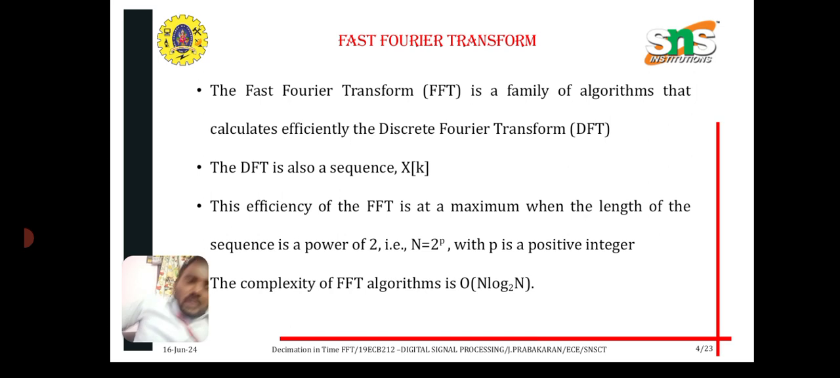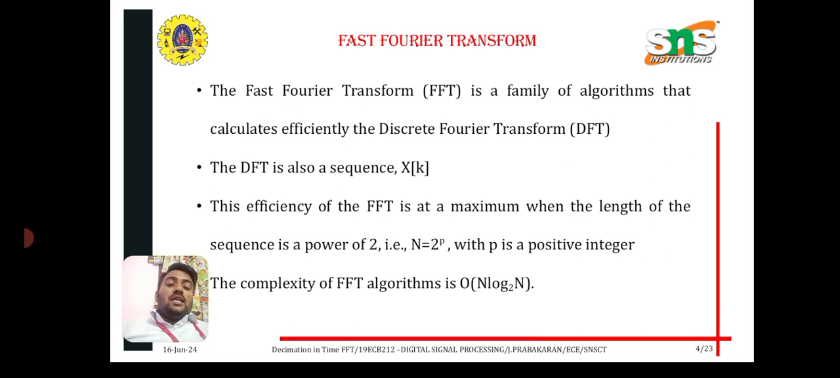Here is a small introduction of fast Fourier transform. The fast Fourier transform is a family of algorithms that efficiently calculate the discrete Fourier transform, DFT, and the DFT is a sequence capital X of k, which is in the frequency domain. The efficiency of the fast Fourier transform is at a maximum when the length of the sequence is a power of 2, that is capital N equal to 2 power p.